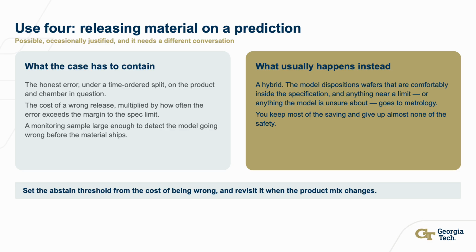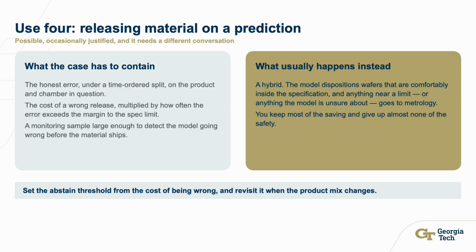Use 4. Releasing material on the prediction with no measurement. This is possible, and it is occasionally justified, and it needs a different kind of conversation from the other 3. The honest error under a time-ordered split on the specific product and chamber in question, not the aggregate number, certainly not the shuffled one. The cost of a wrong release multiplied by how often the error exceeds the margin between the prediction and the nearest specification limit.